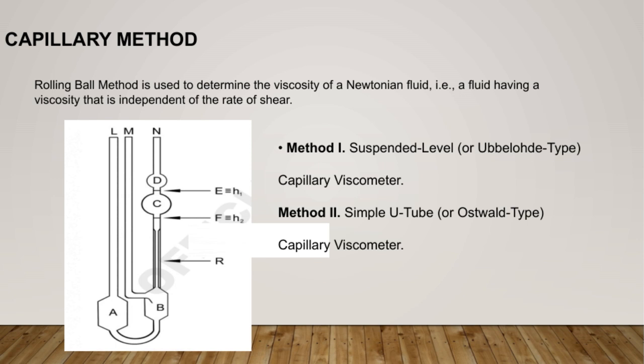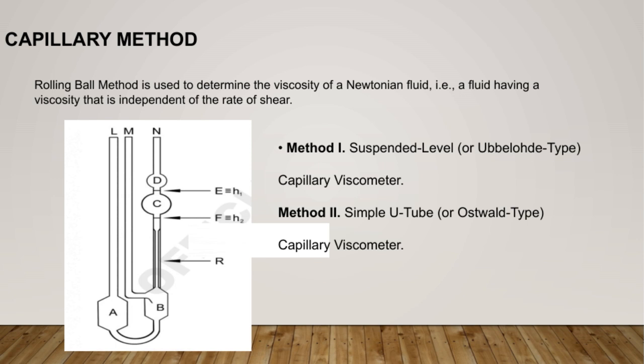Next, method II is the simple U-tube or Ostwald type capillary viscometer. This one is a bit more straightforward. Imagine a simple U-shaped tube where the fluid's flow rate is determined by measuring the time it takes for the liquid to move from one mark to another. Both these methods rely on capillary action, where the flow characteristics are directly related to the fluid's viscosity.